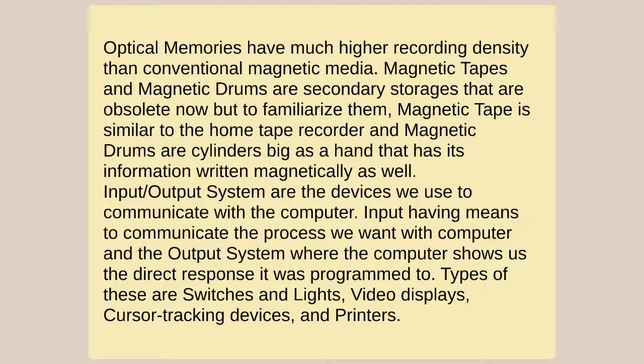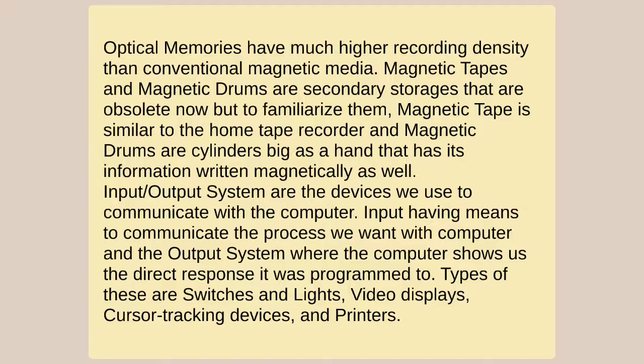Optical memories have much higher recording density than conventional magnetic media. Magnetic tapes and magnetic drums are secondary storages that are obsolete now, but to familiarize you with them, magnetic tape is similar to the home tape recorder, and magnetic drums are cylinders as big as a hand that have their information written magnetically as well.